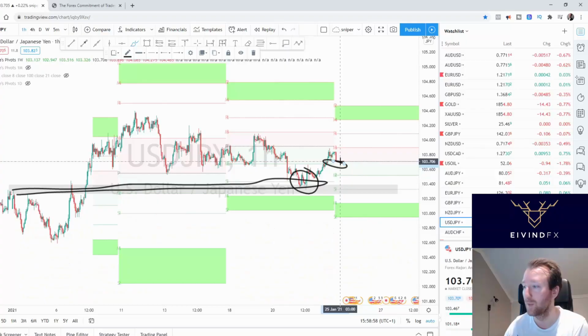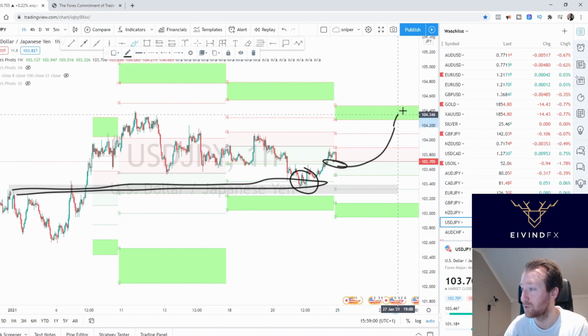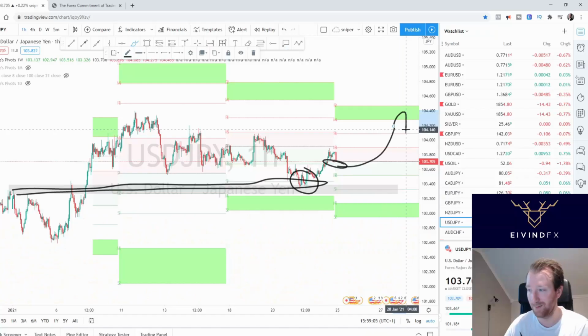I'm wondering how this is going to go. I would say this one should turn higher. I don't know if it will, but it might do that. I'm only doing USD Yen because you requested me to do it.